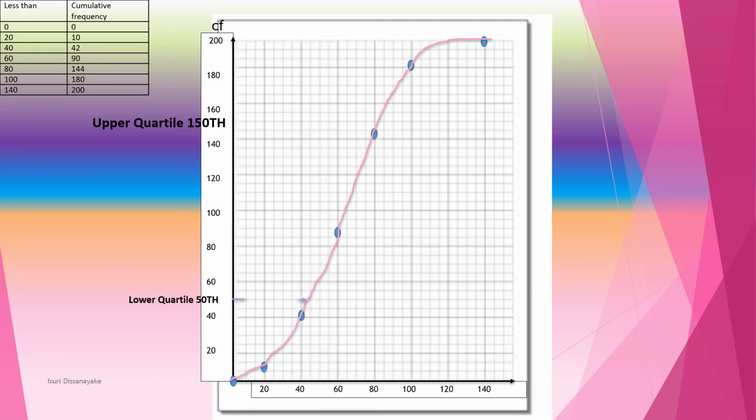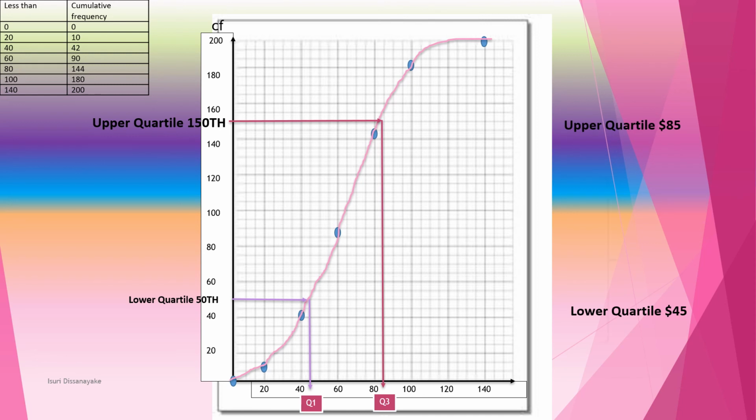Looking at the curve, this is the lower quartile, which you denote as Q1, and this is the upper quartile that you denote as Q3. And the difference between the lower quartile and the upper quartile, we call it the interquartile range. So 85 minus 45, upper quartile 85 minus the lower quartile 45, that is 40.